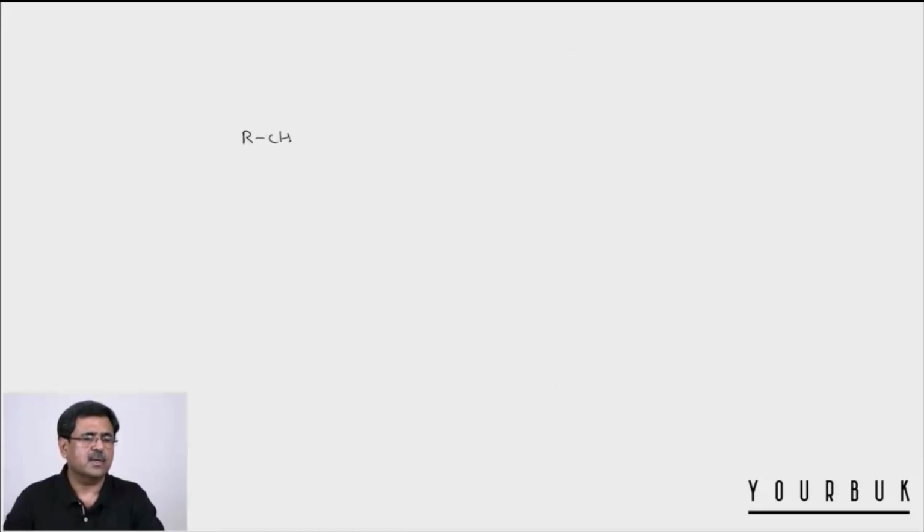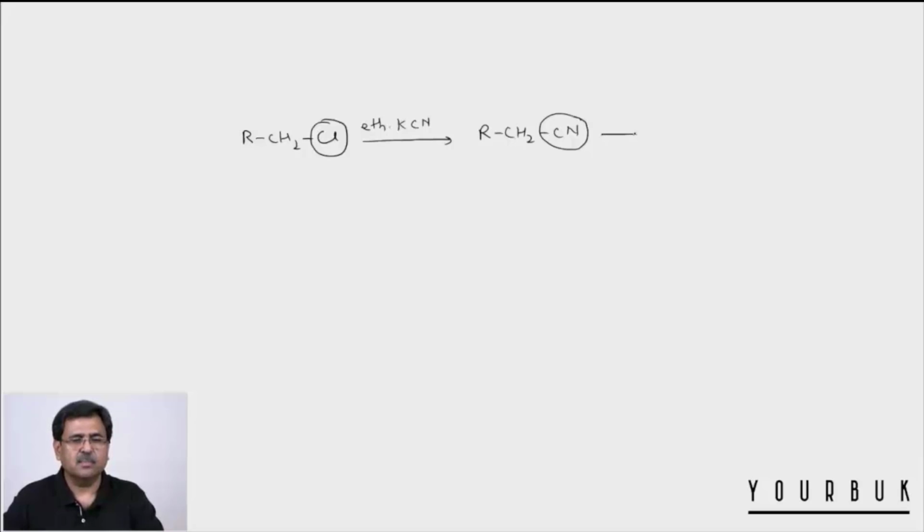Now we are starting with this RCH2Cl. The first step is we are reacting it with ethanolic KCN. It gives the cyanide, RCH2CN. So the chlorine has been displaced by CN. Then we react this compound with lithium aluminium hydride. Now this is a reducing agent. This step is called reduction of the cyanide, and the cyanide can be reduced to form a primary amine.